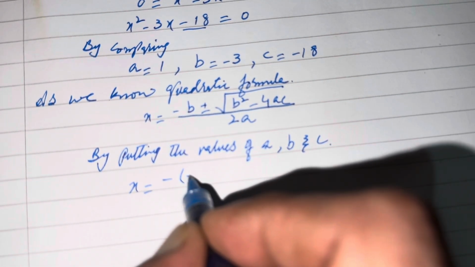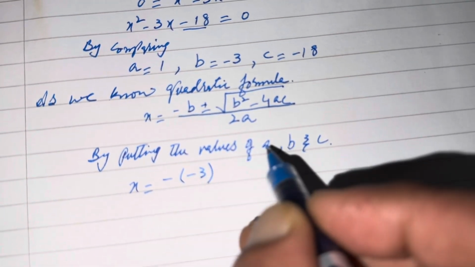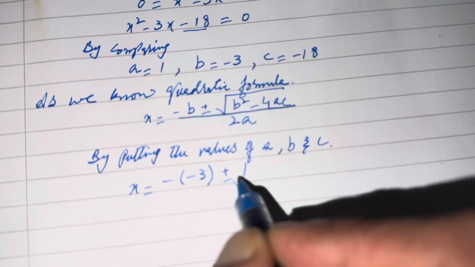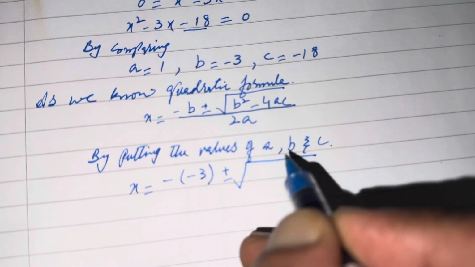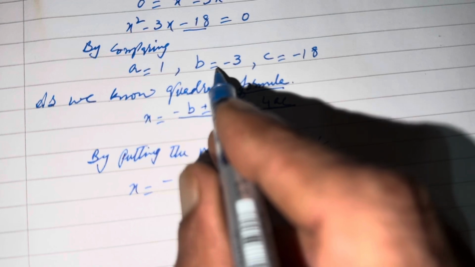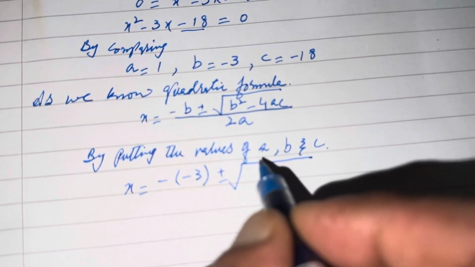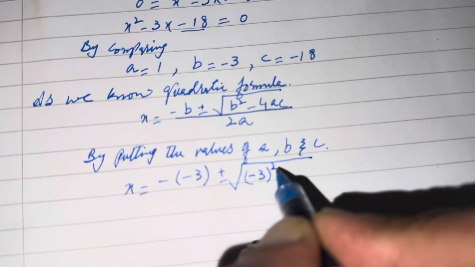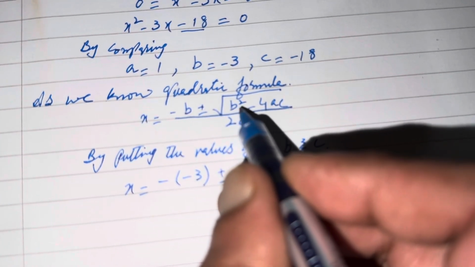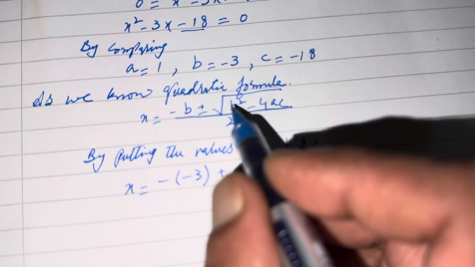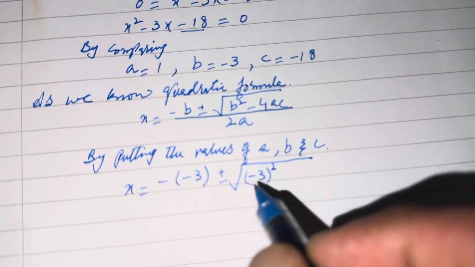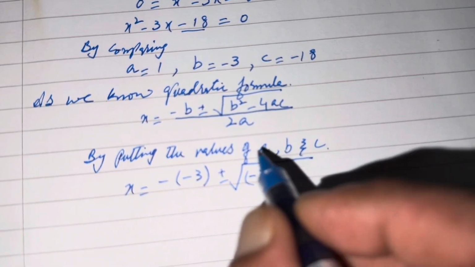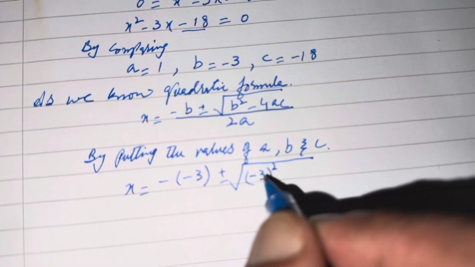So we will put the minus 3 at the place of b. Then plus minus under root b square. So the value of b is minus 3. So put the minus 3 and take the whole square, because in the quadratic formula it is b square. So the value is minus 3 whole square, can be written as I have written over there.